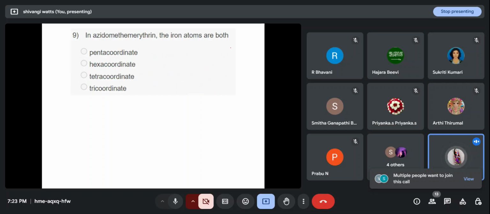In azidomethemerythrin, the iron atoms are both pentacoordinate, hexacoordinate, tetracoordinate, or tricoordinate? Hexacoordinate. Yes, hexacoordinate. So we have to see the active site of this protein. Two iron atoms are present, and both are hexacoordinated.